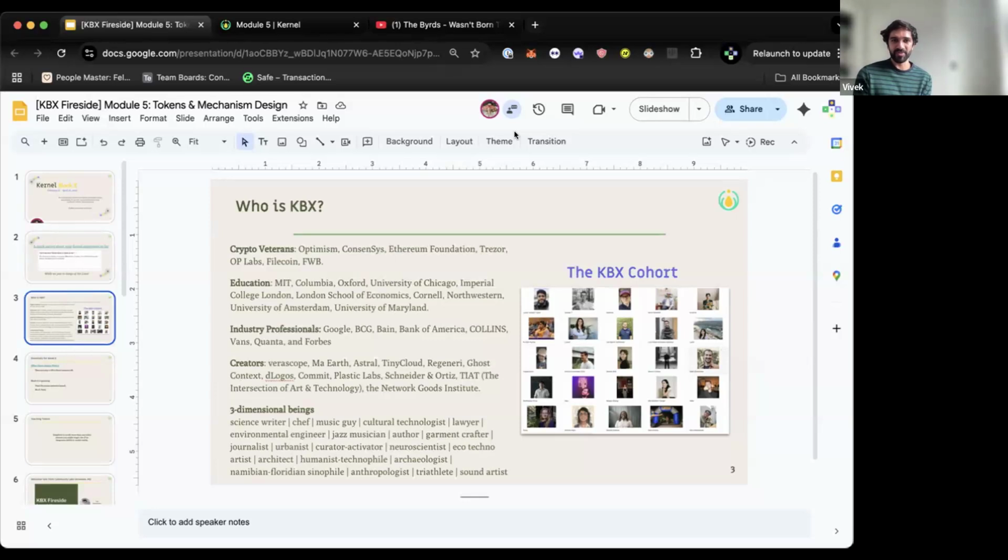I think we have probably a smaller crew here for Fireside, given all of the big things that happened on Tuesday and Wednesday. Thanks to the 35 of you who presented, many of whom are on the call. So thank you for that. And we're really excited to have Tate with us for tokens and mechanism design.